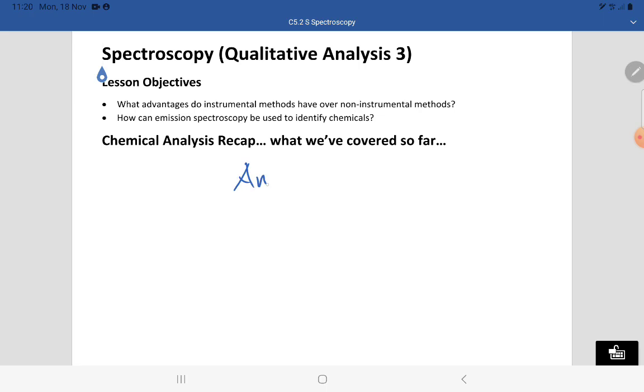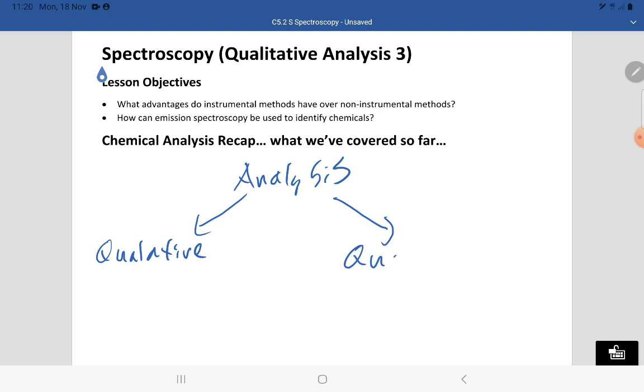So we have discussed that there are two types of chemical analysis. And if you could take these notes as we go through them. One type of chemical analysis is what we call qualitative analysis. The other type of chemical analysis is what we call quantitative analysis. Could you pause the video now and discuss the differences with your partner between these two types of analysis?